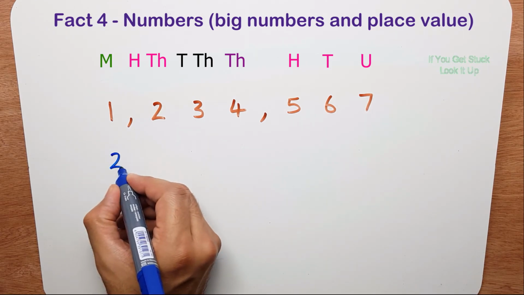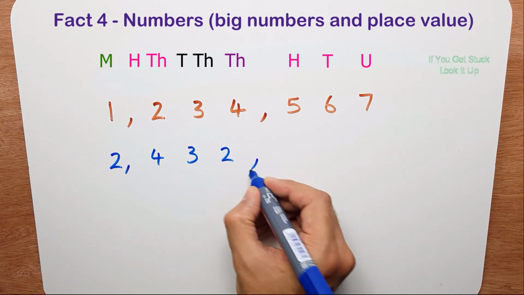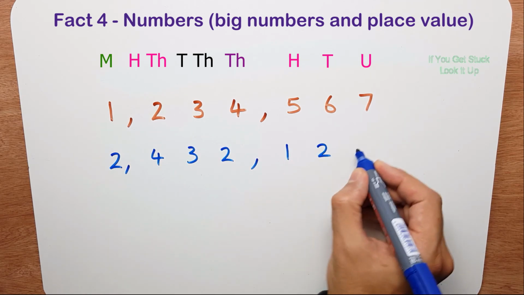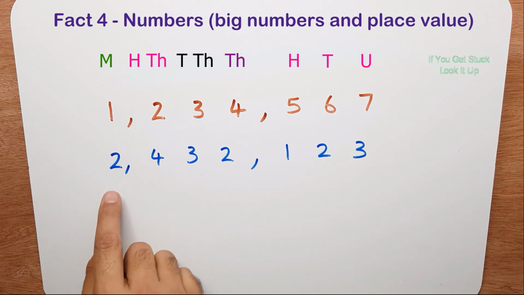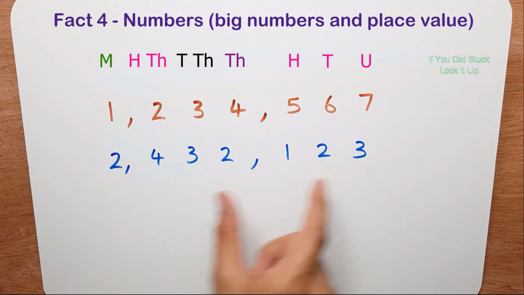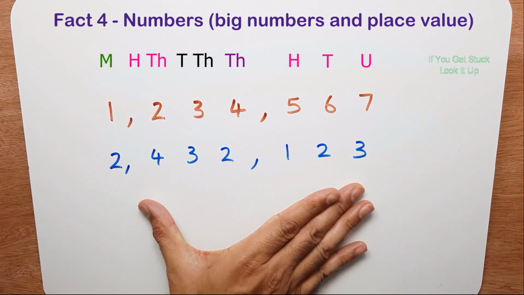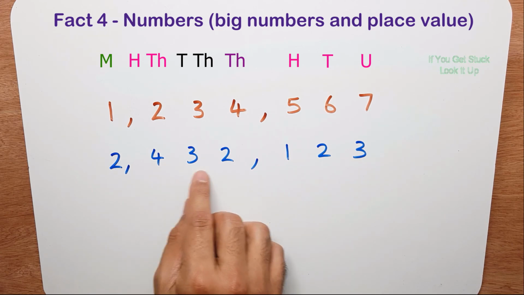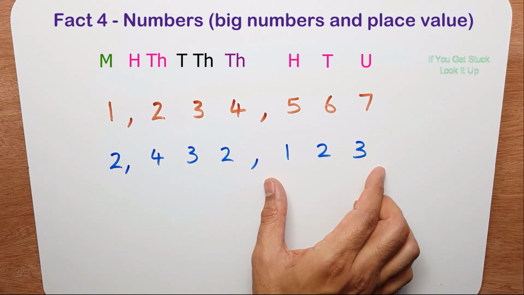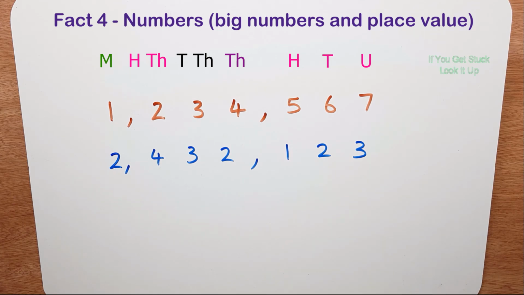Now let's look at this one. So I've got 7 digits. I know it's going to be a million because I've got one group of 3, two groups of 3. So it's 2,432,123. What I'm going to do is leave you with an exercise.